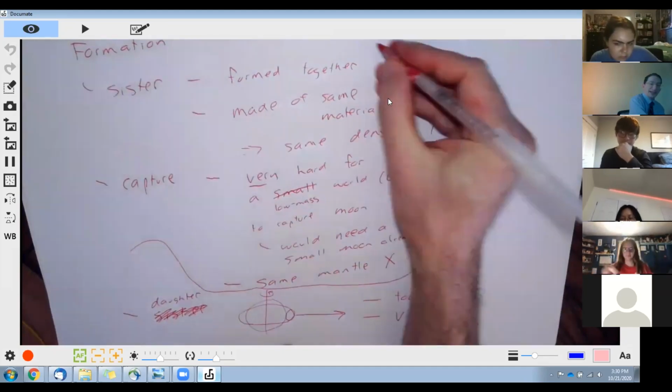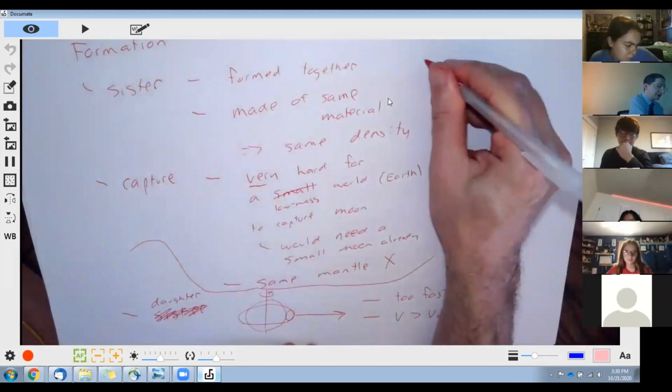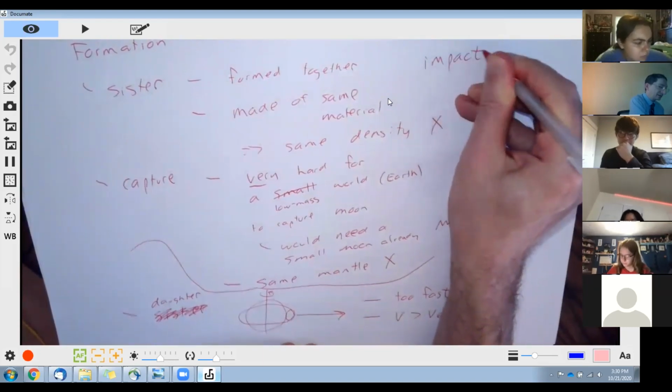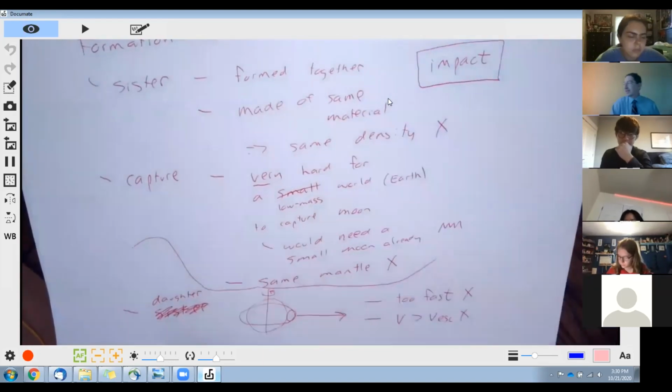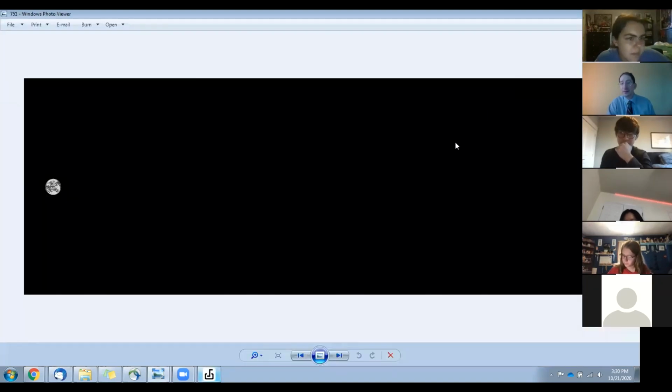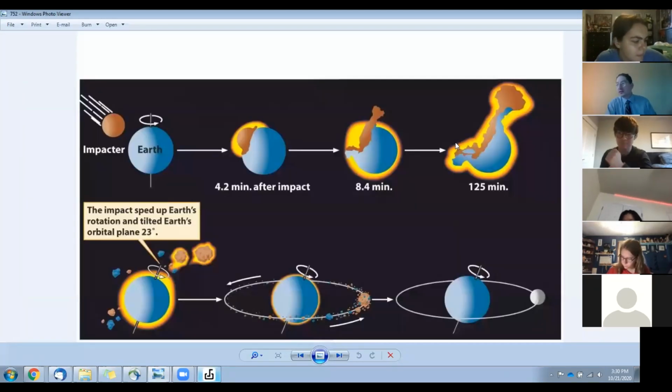Which leaves us with the last idea. I'll just write it here. It's called the impact theory, and I'll end with a slide or two about that. So here's the idea behind the impact theory. At first it seems crazy, but as we go from world to world in the solar system, we're going to see this happen over and over again. Almost every planet suffered a major collision.